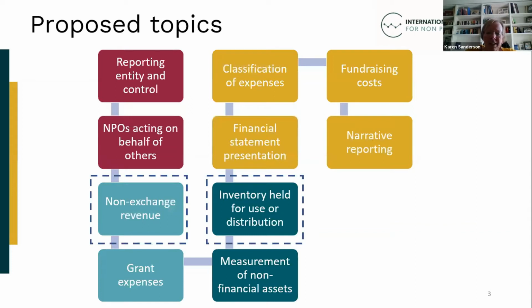So we are proposing 10 topics for inclusion in the first set of guidance. These 10 topics cover matters relating to the reporting entity, to revenue, to expenses, aspects of the balance sheet, and matters relating to the presentation, content and scope of financial statements. We won't be able to cover all NPO specific issues in the first set of guidance, so it's important that we include the ones that have the highest priority for the sector.